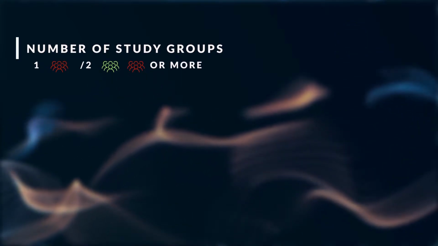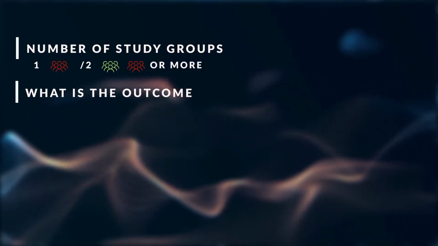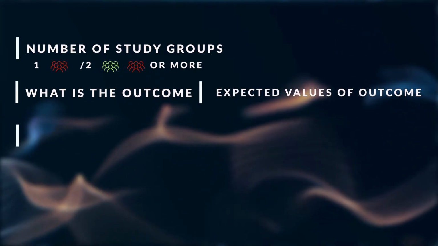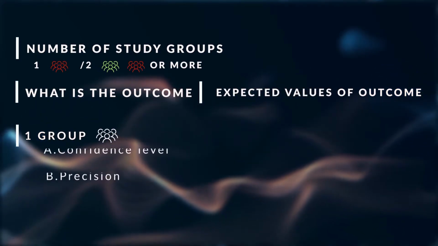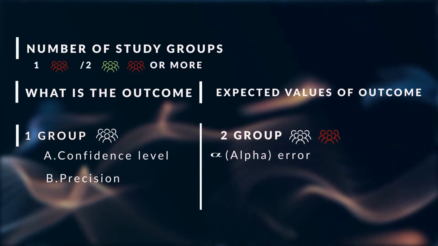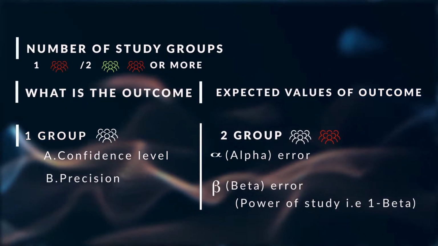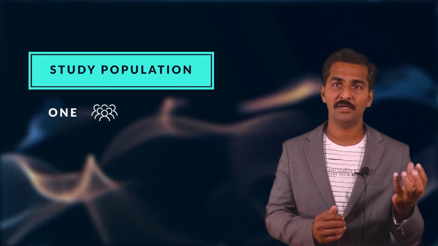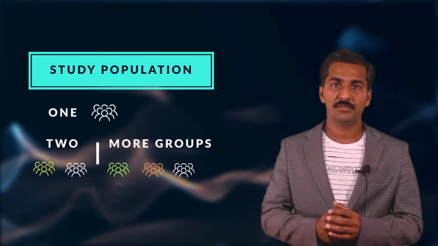Second important aspect is what is the outcome of interest in your research study, and third point is what are the expected values of these outcome variables. And if you are conducting a single group study, you need to specify confidence level and precision, and if you are undertaking a comparative study, you need to specify alpha error and beta error, which is usually specified as power of study. First important element is number of study groups, which is relatively straightforward. Either one group or it is a comparative study with two groups or more than two groups.